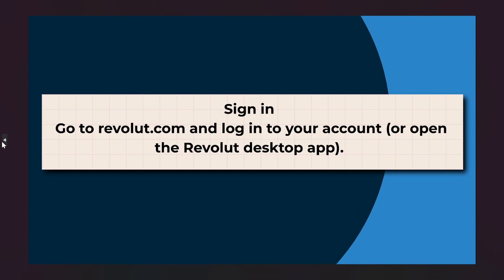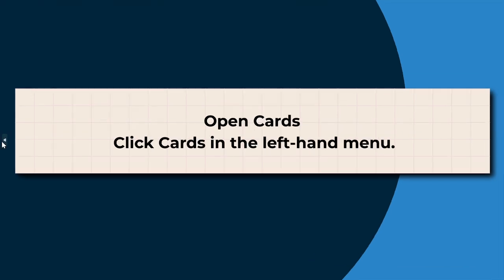Here, you want to navigate to the section labeled Cards. Look for a tab or an icon that mentions Cards and click or tap on it. This is where all your active and past Revolut cards are displayed.